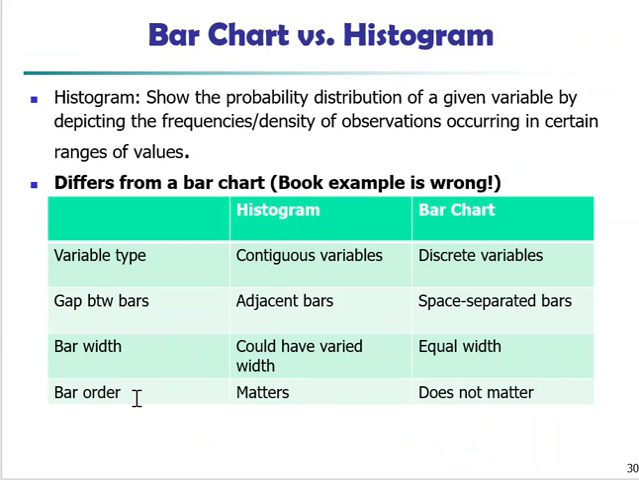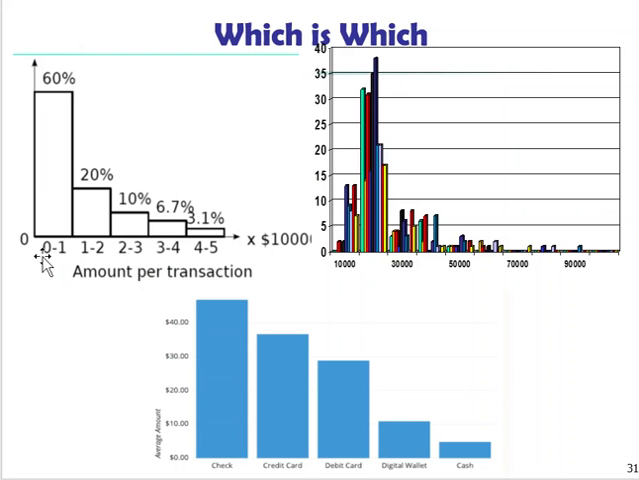The order of the bars for a histogram matters, because it's continuous variables. It's from small to large in any case. But for a bar chart, because it could be nominal values, the order does not really matter. You can put cash in front of check. That does not really change the semantics of the graph, the meaning of the graph, what the graph tried to depict. Okay, so this is the difference between bar charts and a histogram.